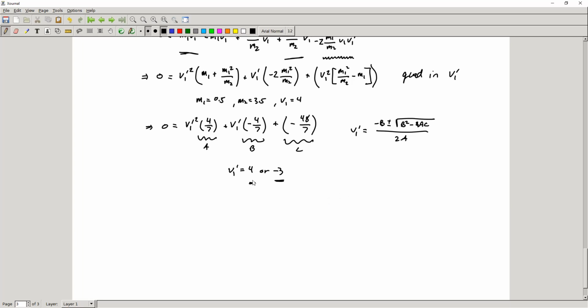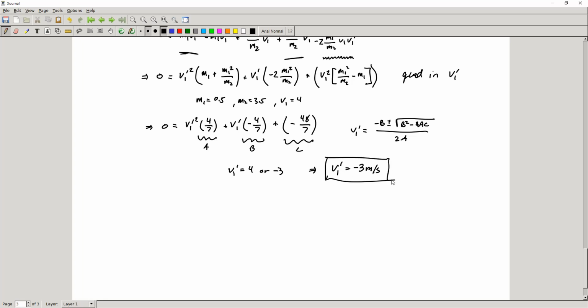So this result of 4 is really what would happen if these two objects missed each other. If this object was coming like this and somehow it just zipped by, it would still have a velocity of 4 meters per second. But they do collide, and so we choose the minus 3 to reflect that. So we choose a v1 prime equal to minus 3 meters per second.